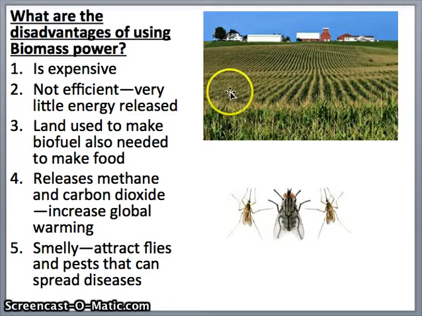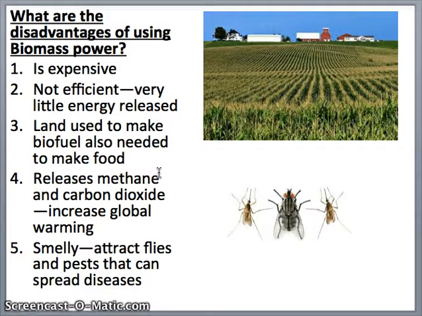And that requires a huge investment of time making the crops, a huge investment of the land and water, and the cost is a lot higher to make these biofuels. Second, the land used to make the biofuels is also needed to make food for us. So that's another disadvantage.